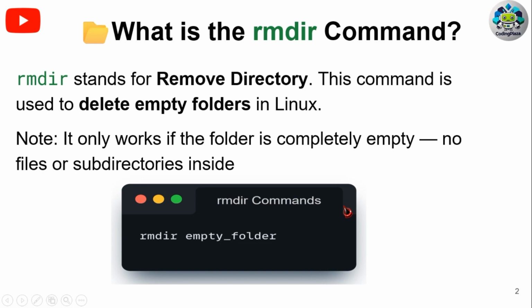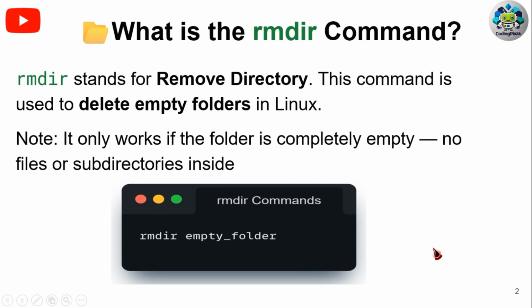So let's start the video. What is the remove directory command? rmdir stands for remove directory. This command is used to delete empty folders in Linux. Note that it only works if the folder is completely empty. No files or subdirectories should be inside. Even if subdirectories are there, it won't work. This is the syntax: rmdir, and you give the empty folders after this.